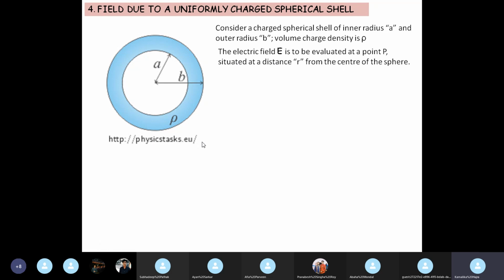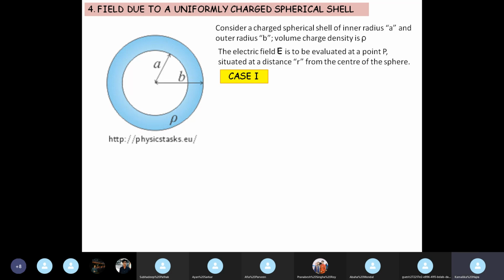Now the electric field again is to be found out at a point P situated at a distance r from the center of the sphere. Now this problem I will not do entirely. Part of it will be given to you as homework, because we have done the solid sphere in great detail. So we have to again consider three cases.